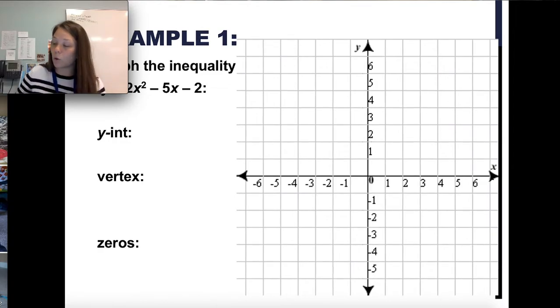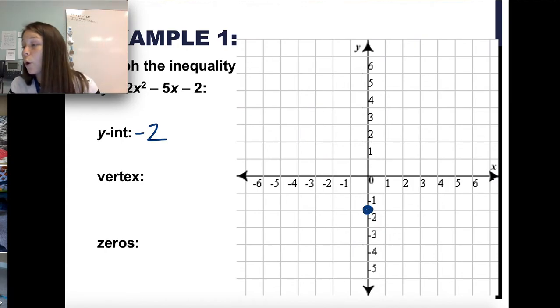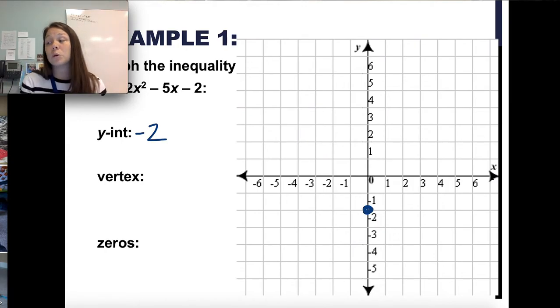In example 1, we want to graph the inequality 2x squared minus 5x minus 2. One way to go through this process to graph it is to find some of these key features of y-intercepts, vertex, and zeros. So our y-intercept is our c value of negative 2. So that means on the y-axis, I'm going to have a point at negative 2 here. If we go through and calculate the vertex, you could do that by finding axis of symmetry and then plugging it into the function to find the xy coordinate of your vertex. You could do that graphically by typing it into the calculator to find the minimum, whatever works for you.